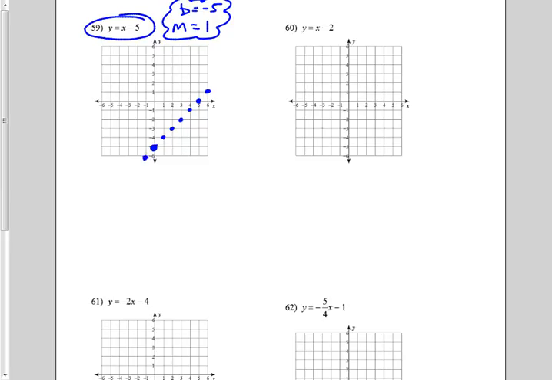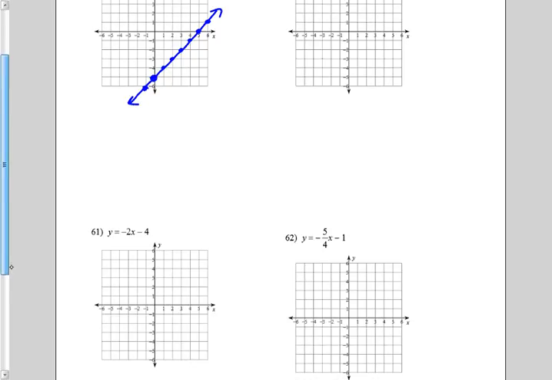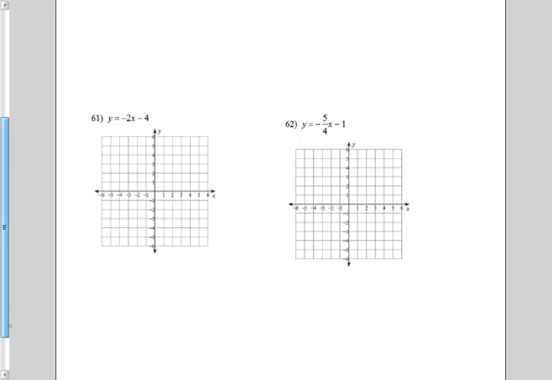Beautiful graph there for that one. Okay? You can see that 60 is the same thing. The nice thing about this section is they're already solved for y, so you don't have to worry as much. What I'm going to do now on 62 is go a different route.